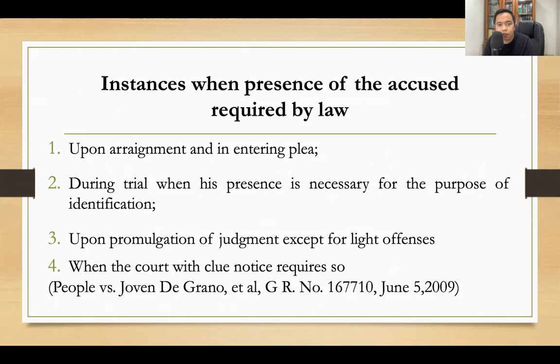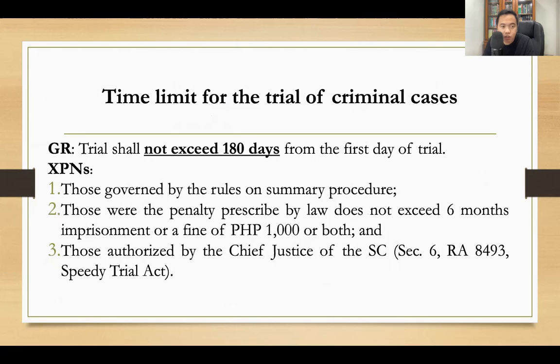Now, what are the instances where the presence of the accused is required by law? Remember this, class, you have to memorize. This is the exclusive list of instances in criminal cases where the presence of the accused is required, meaning the accused is required to personally appear in court. First, upon arraignment. Second, during trial when his presence is necessary for the purpose of identification. Third, upon promulgation of judgment except for light offenses. And fourth, when the court with due notice requires so.